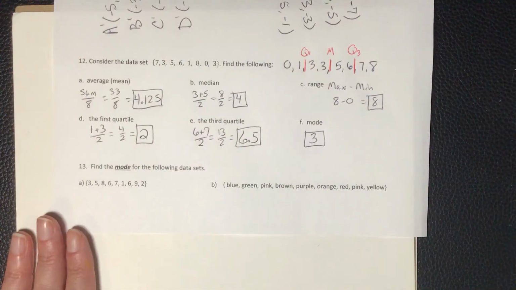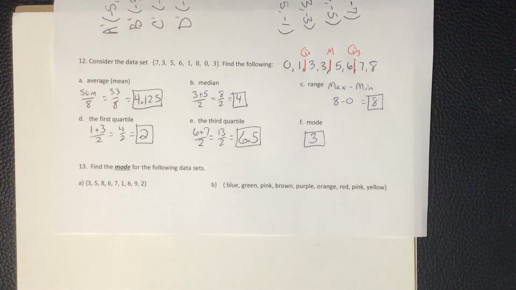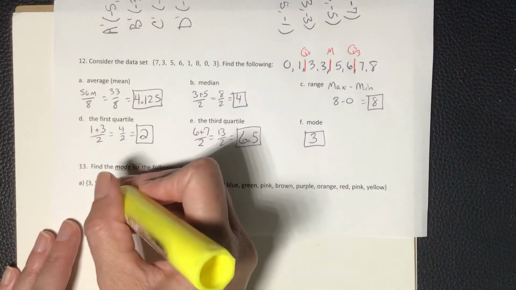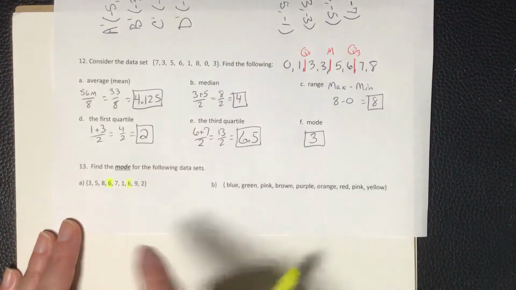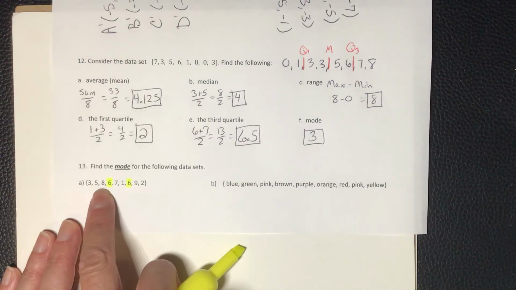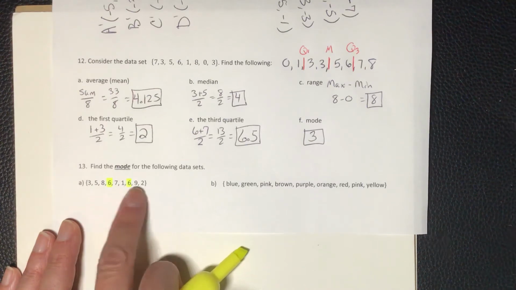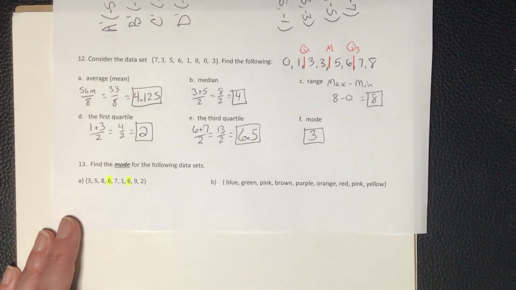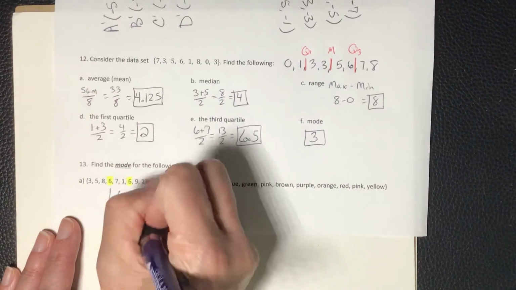All right, so continuing with the idea of mode, if I look down here, I'm trying to get the mode for this data set. Now I'm seeing the number 6 twice. So I don't see 3 more than once. I don't see 5 or 8 or 7 or 1 or 9 or 2. That looks like the only one that repeats. So my mode would be 6.